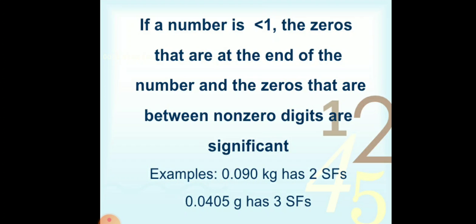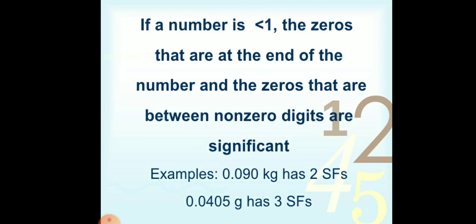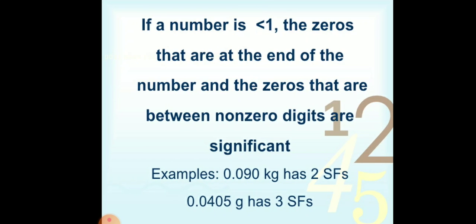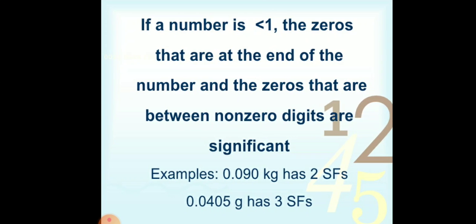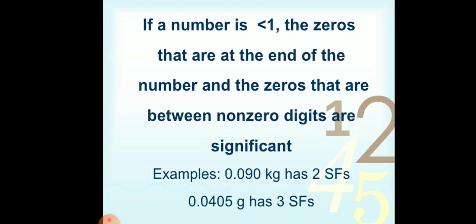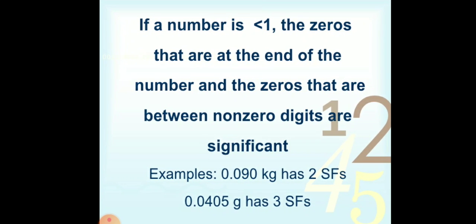Now here, if the number is less than 1, the zeros on the right of the decimal point but to the left of the first non-zero digit are not significant. So here in 0.0, those zeros are not significant. The number is less than 1 and the zeros to the right of the decimal point but to the left of the first non-zero digit are not significant. That is the next rule. And the zeros that are between the non-zero digits are significant.